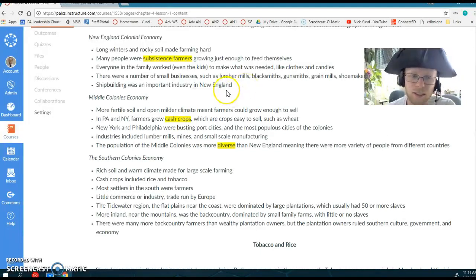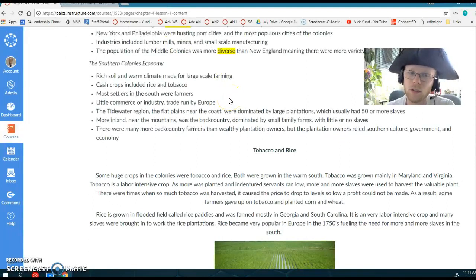All right, let's bust down to the South. You've got rich soil and warm climates, which made for good large-scale farming, which is how you ended up with plantations. You've got cash crops, including rice and tobacco. Don't forget indigo. Most settlers in the South were farmers. There was little commerce or industry, and the trade was run by Europe, so it's almost all agrarian, very much farming down in the South.